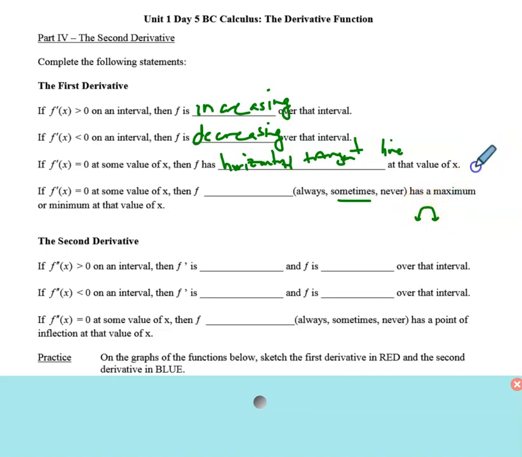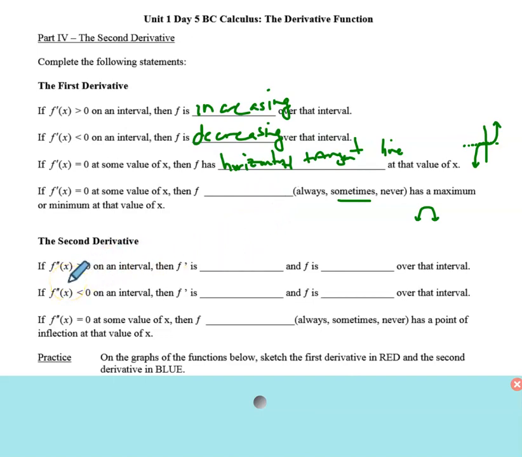But here's an idea. What about x cubed? This is the cubic function, which actually has a horizontal tangent line right at the origin, but is not a turning point. So just because there is a horizontal tangent line does not mean that there is a max or a min. Now let's talk about the second derivative.